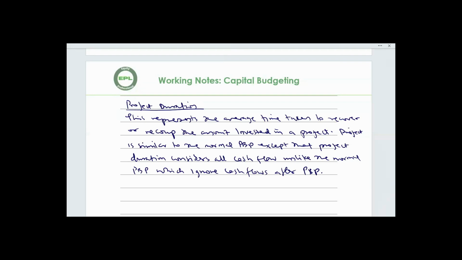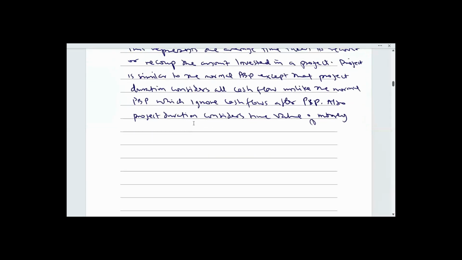Also, cash flows are discounted. Also, project duration considers time value of money. Okay, so I believe this is clear now. Now, calculating project duration.